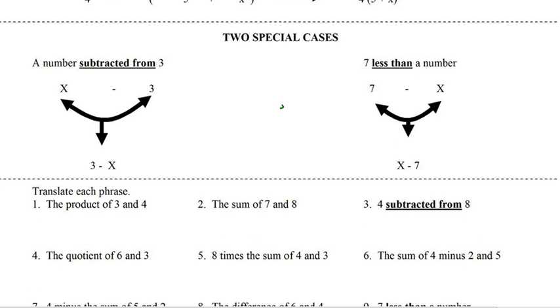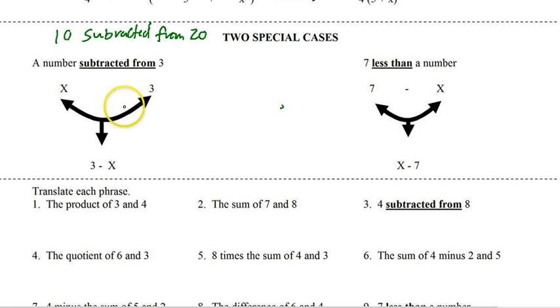Alright, there are two special cases where you don't want to translate from left to right, and that's subtracted from and less than. So if you read it, it's a number subtracted from 3. Well, if we had 10 subtracted from 20, we're taking it away. It's reversed. It's actually 20 minus 10. So when you see these with expressions, they have to be reversed. So whatever number you put here and here, you're actually subtracting them in reverse.